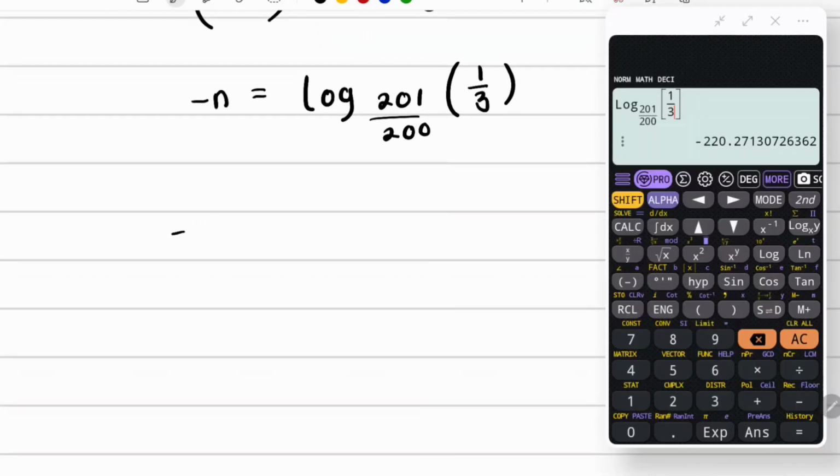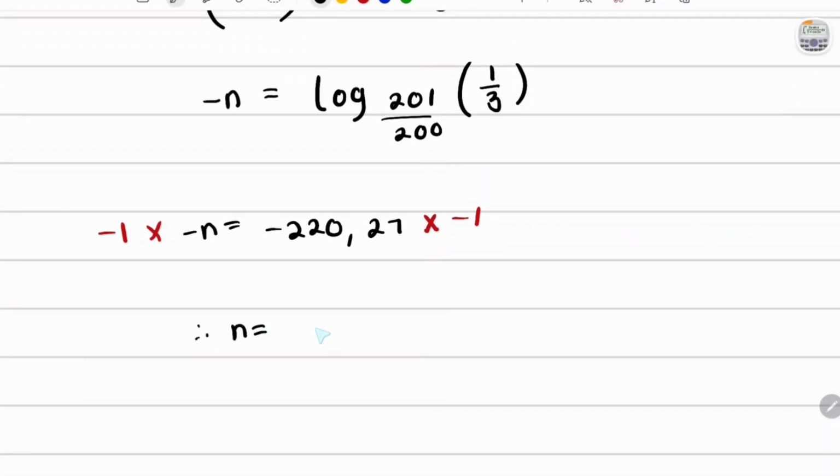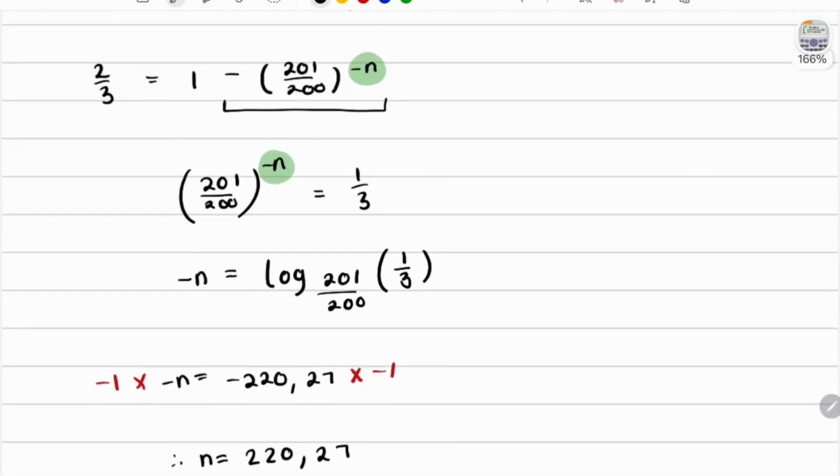So we just put that on the calculator and see what we get. Negative n is equal to negative 220.27, and I'll just leave it like that because we now have to get rid of the fact that this is negative. It should be positive. So you can multiply both sides by -1 to make it positive, or divide both sides by -1, that's still fine. So it means that n is equal to positive 220.27.